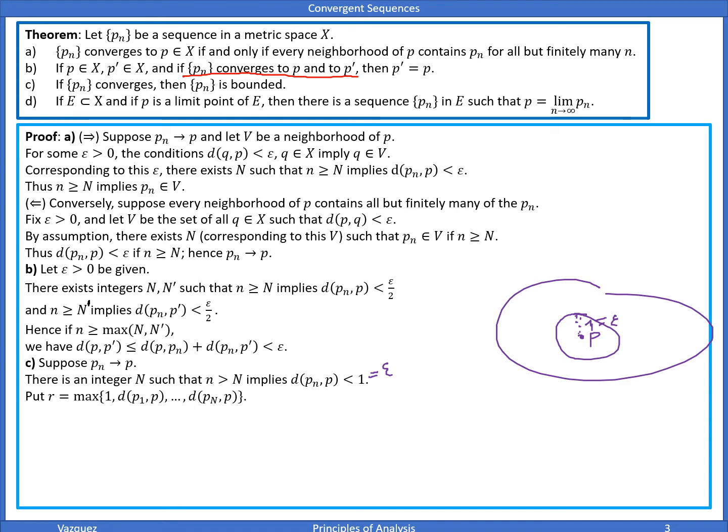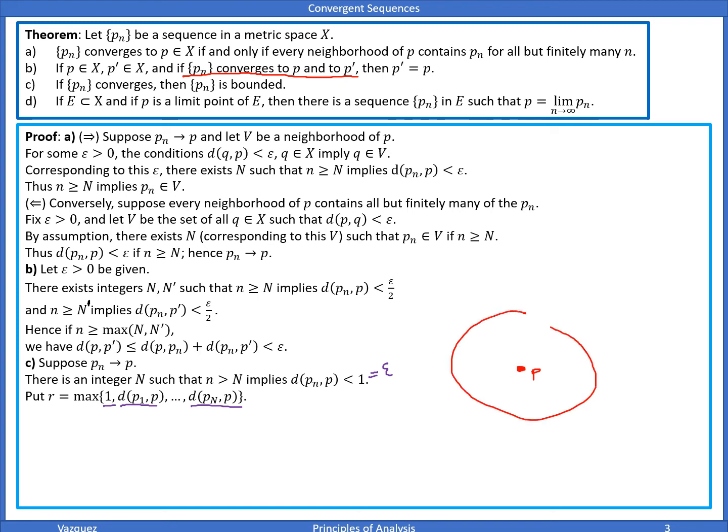We're going to put R as the maximum between 1 and the distance between P and every other point that's not in the neighborhood. So let me draw a better picture to make this easier. Let's say this is our limit point P. And let's say this is our neighborhood, a ball with epsilon radius. So actually epsilon we're choosing just to be 1, so radius 1 centered at P.